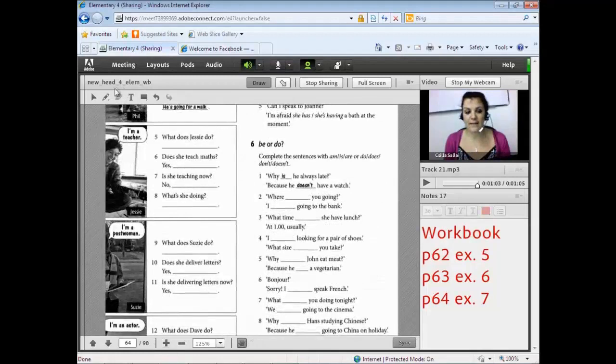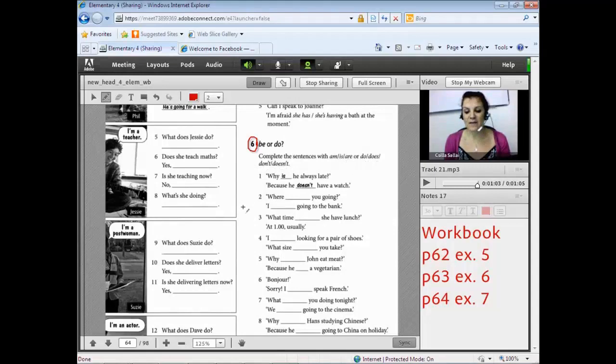In this exercise, number 6, you are going to complete the sentences with am, is, or are. So the correct form of the verb to be, or do, or does, don't, or doesn't. What are these? That's right, the helping verbs in positive and negative in the present simple, or maybe main verbs. You never know. Not all of them, but do or does could be, right? You will see. So please complete the sentences.